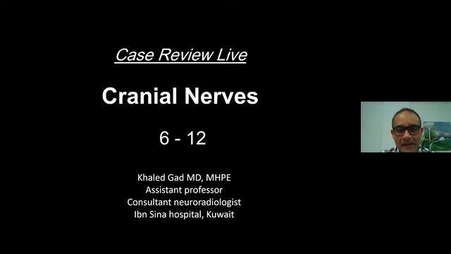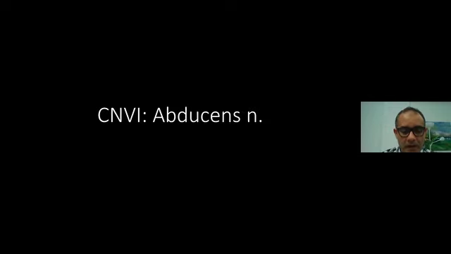This is a case review live session on cranial nerves. This is part two. Last time we covered cranial nerves 1 to 5, where we were supposed to cover 1 to 6, but actually we ran out of time. So today we hopefully will be able to cover the rest of them, from 6 to 12. Let's start with the abducens nerve, number 6.